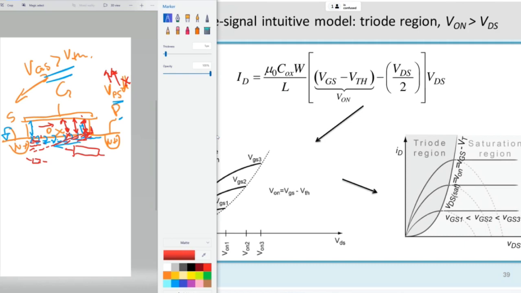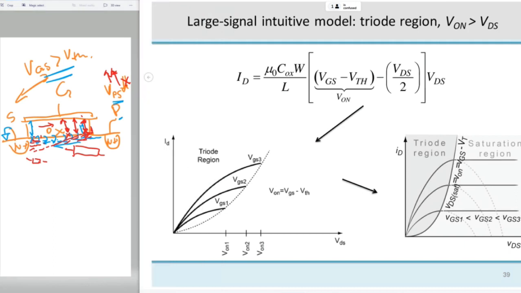And this is why the current saturates. The more I increase the drain source voltage, the lower the density of charges I'll have at this point. So the resistivity of the whole channel from here to here will increase in total. Its conductivity will drop, and the current will start saturating until I reach this magical point, which is the border between the triode region and saturation.